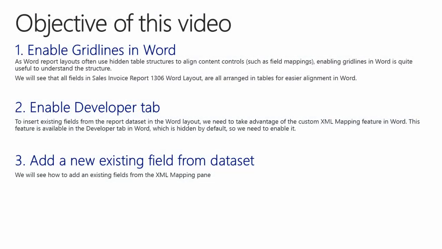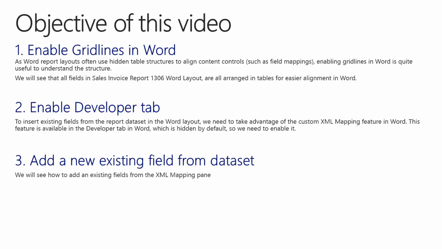At the end of this video, we will have seen how easy it is in Microsoft Dynamics NAV 2015 to add fields which already exist in a dataset to a custom Word layout report. The objective of this video is to show you how to use the XML mapping pane to add an existing field from the dataset to the report in Word. Also, we will see how it is possible to export and import the Word layout.